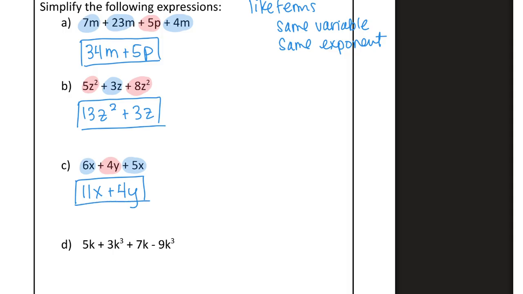All right, so now let's do k. So I have 5k and I have a 7k. And then I have a 3k to the third power and a negative 9k to the third power. So I'm going to combine together my k terms. 5 and 7 make 12k. And then I have 3 minus 9. So that's going to be negative 6k to the third power.